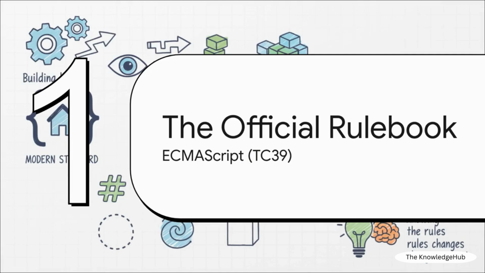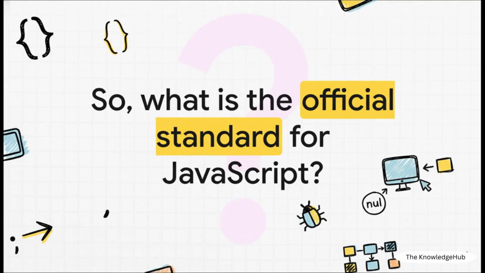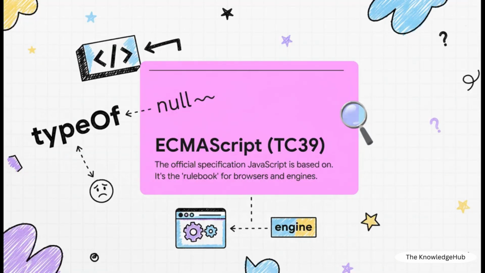So you might be thinking, where do all these rules and best practices even come from? It's not the Wild West, you know? There's actually an official rulebook that dictates how JavaScript is supposed to work. Which leads us to a really important question. What do we call this official standard? Because knowing this is the key to understanding why JavaScript sometimes behaves in, well, let's just say some pretty weird ways. And the answer is ECMAScript.